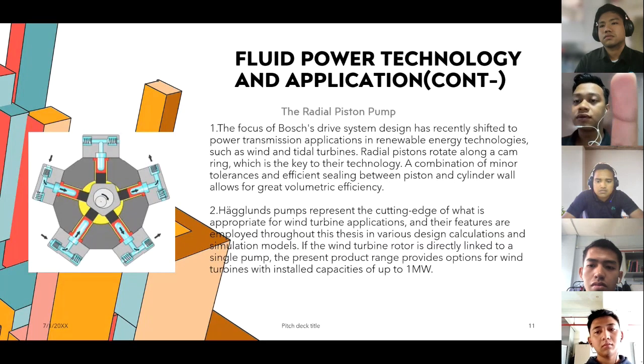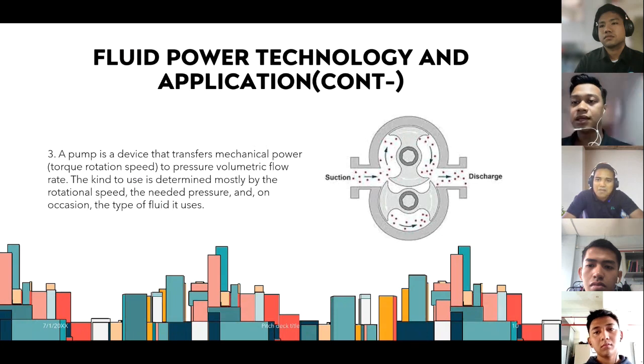So if we can look back, so if we can see, this is the figure of the pump, which has water flow in at the suction. It will pass through the pump and then discharge. So from there, the electricity will be generated.